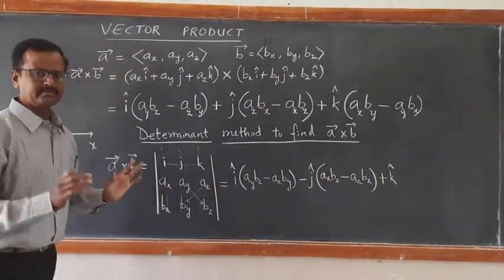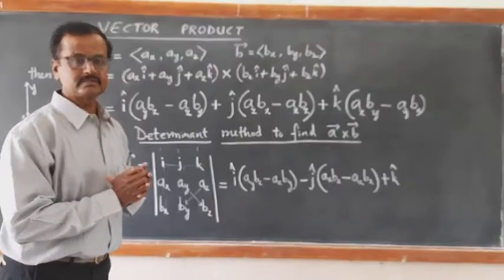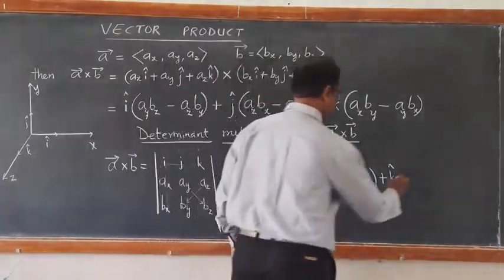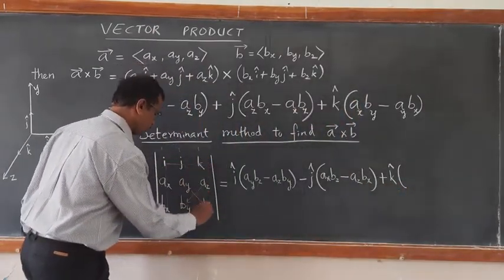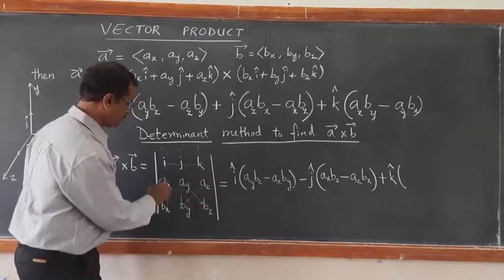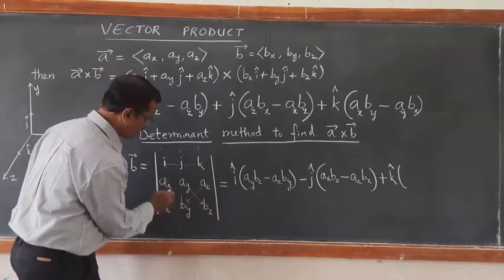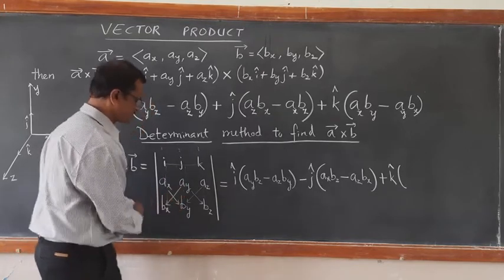So this is the method which you are learning to solve determinants, right? k cap. Now this is first row, third column. Leave the third column. You are left with Ax, By minus Ay, Bx.